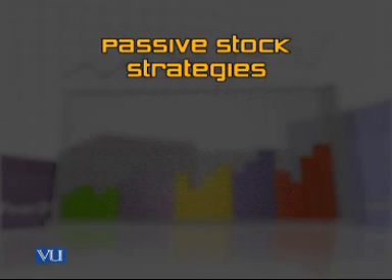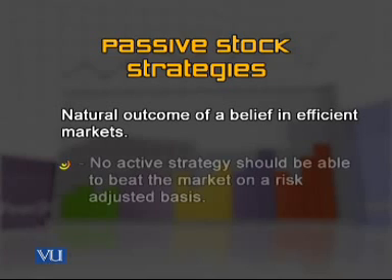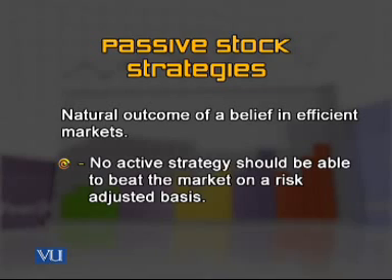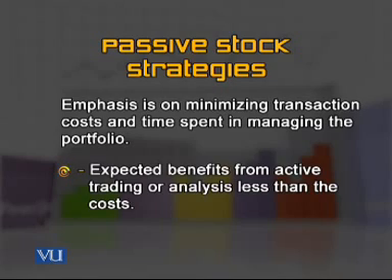If we're talking about passive stock strategies, the natural outcome of a belief in efficient markets, we'll be talking about efficient markets in a while, but there is no active strategy that should be able to beat the market on a risk-adjusted basis. It is very difficult to beat the market. The market is too big for an individual to outperform, but we do understand and appreciate it that fund managers, portfolio managers, asset managers, and individuals do outperform the market. The emphasis is on minimizing transaction costs and time spent in managing the portfolio. And thereon, then expecting benefits from active trading or analysis less than the cost.